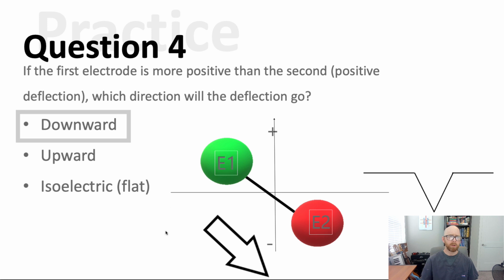Let's review that Cartesian system I taught you guys. Remember that if the first electrode is more positive than the second, you have this dumbbell system where it would point downward, and that would mean that the overall deflection would actually go downward on the EEG recording.